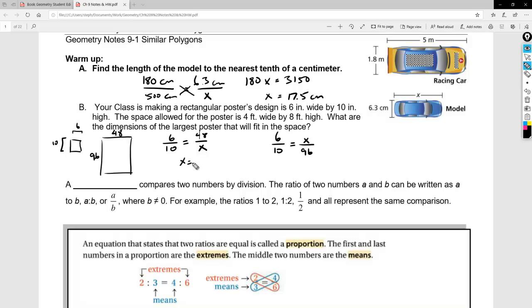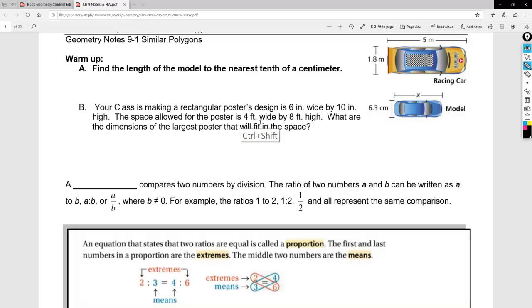I would get x equaling 80. Over here I would get x being 57.6 inches. We see here that our poster being 48 by 80 is going to be optimal, so the dimensions of the largest poster that will fit in the space are going to be 48 inches by 80 inches. And that's our final answer.